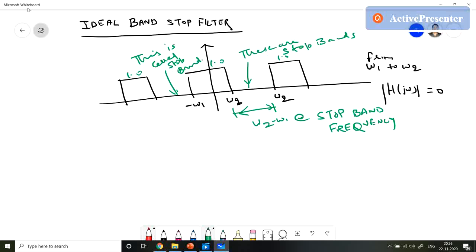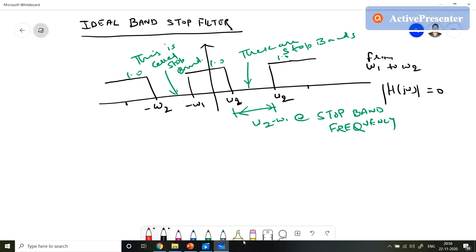Greater than omega 2 it will pass. So it will pass if we have greater than omega 2. Here we have minus omega 2. On the negative side too, magnitude-wise, it will pass below minus omega 2 and from minus omega 1 to omega 1 it will pass, but from omega 1 to omega 2 this is a stop band.